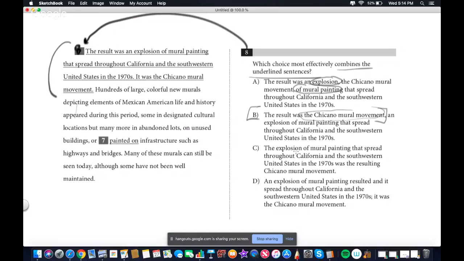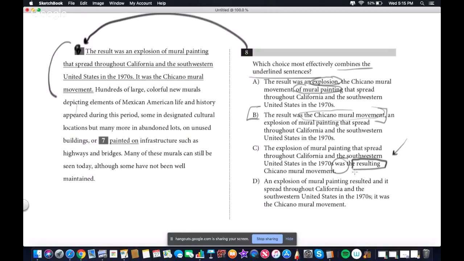Let's look at C. The explosion of mural painting that spread through California and the southwestern United States in the 1970s was the resulting Chicano mural movement. Okay, a nice rule of thumb is avoid extra INGs. Like, do we need to say resulting? I think we said result in other spots. So usually avoid the ING at the end of a word that you don't need to put an ING on. So the explosion that spread through was the resulting Chicano mural movement.